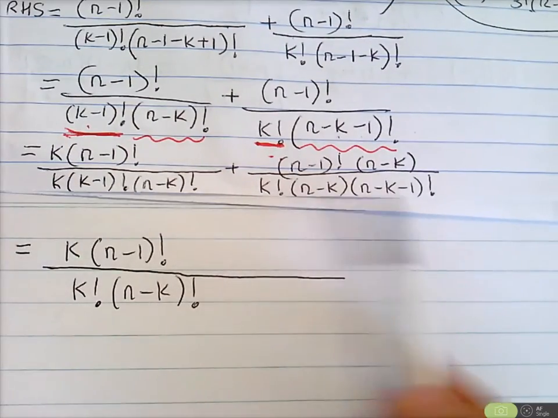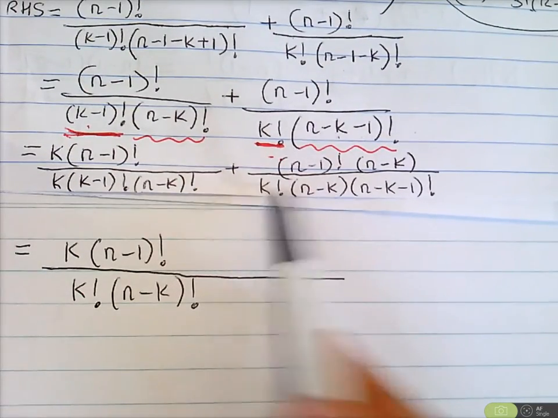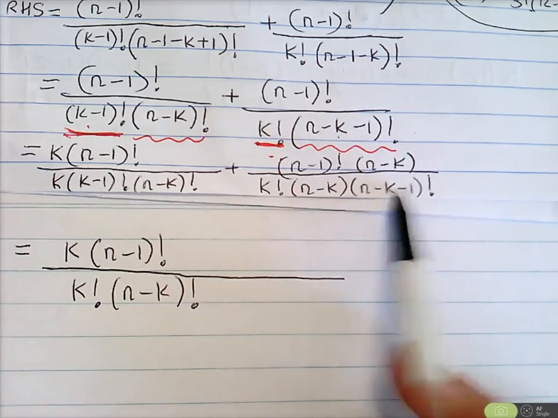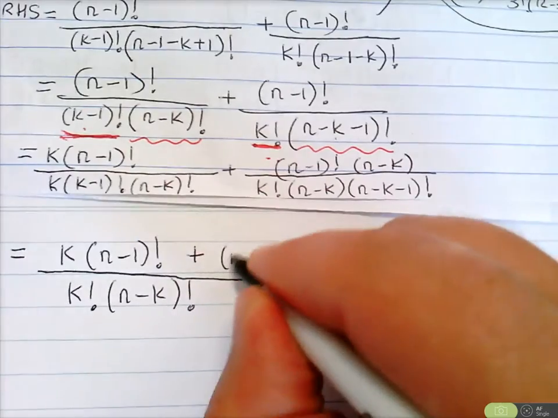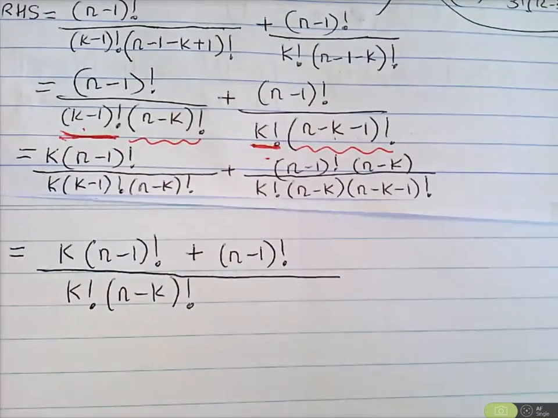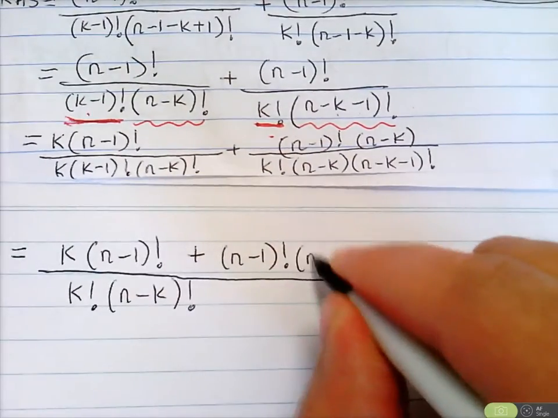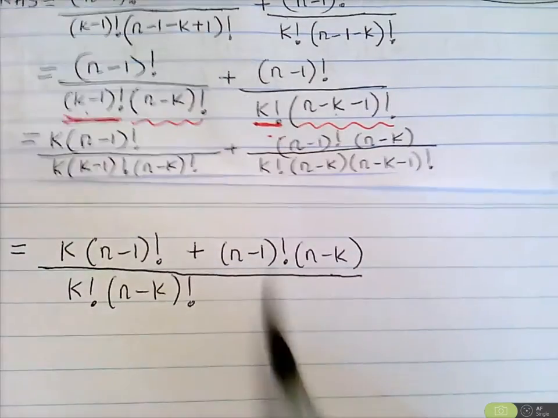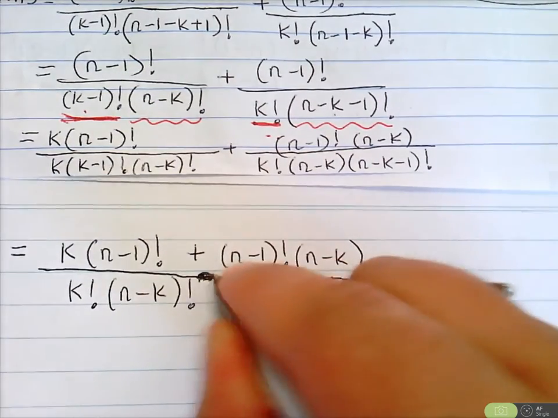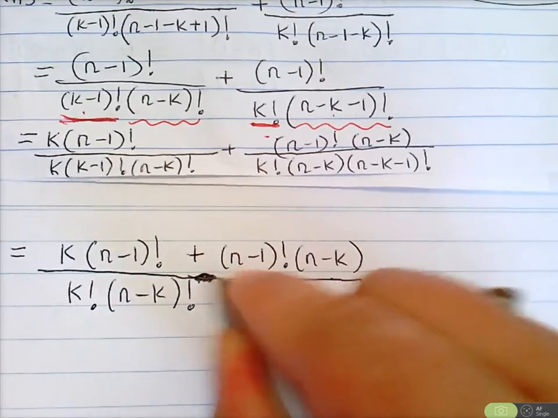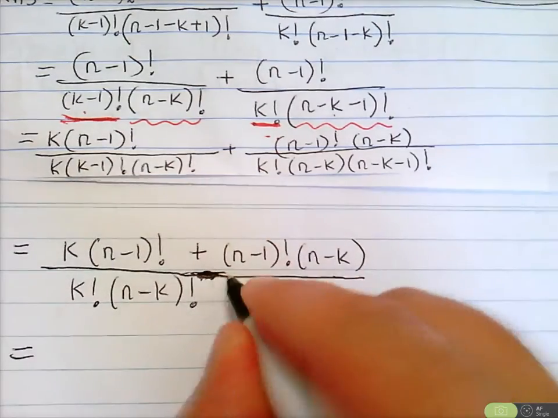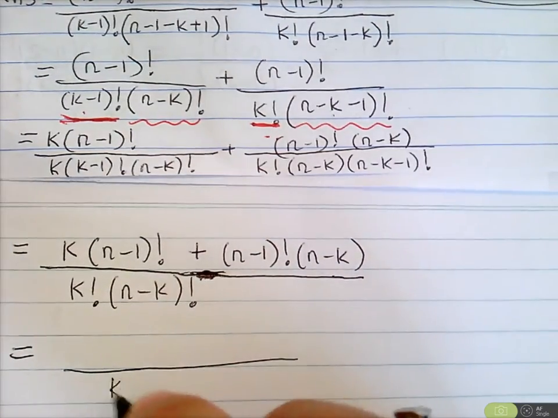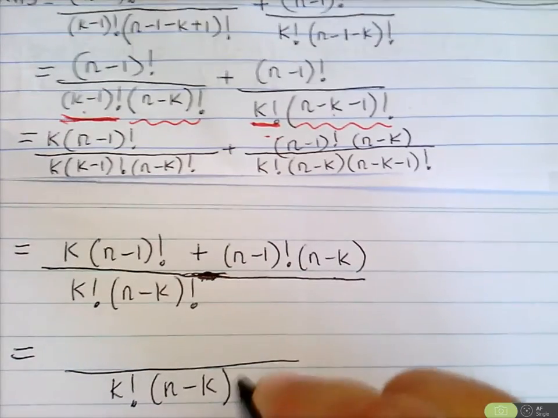Girls, this other denominator is identical. K factorial times n minus k factorial. So I'm going to just put the one denominator plus n minus 1 factorial times n minus k. So they're both the same denominator. Or if you want, I'll break them up. One denominator equals. What can I do on the numerator? It's one denominator. What can I do on that numerator?